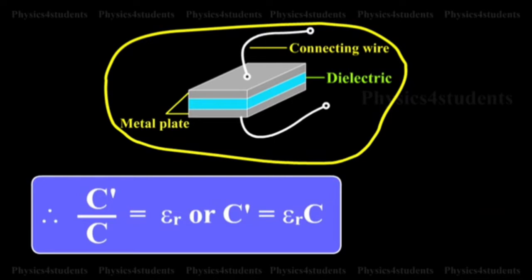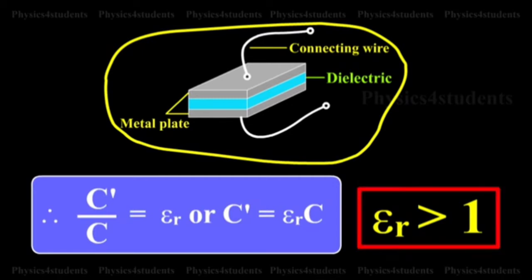Therefore, C dash by C is equal to epsilon r, or C dash is equal to epsilon r into C. Epsilon r is greater than 1 for any dielectric material other than air, so the capacitance increases if a dielectric is placed.